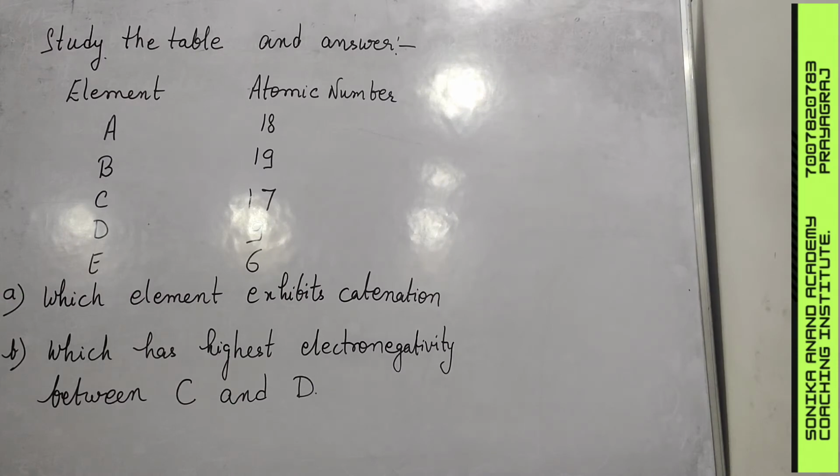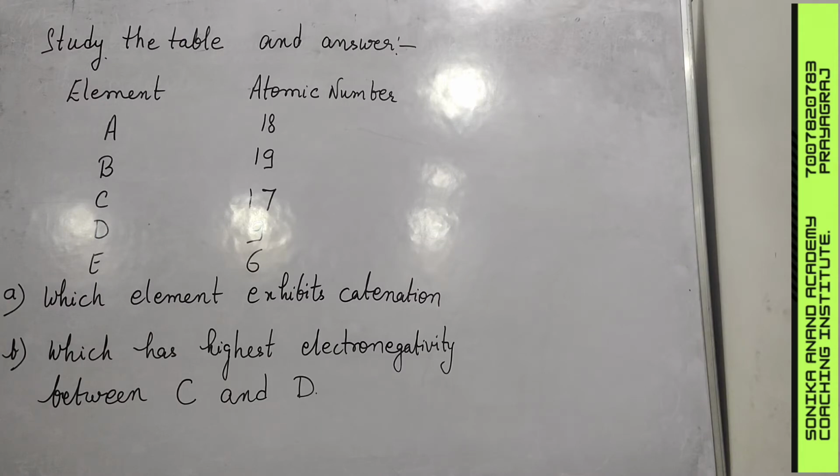Study the table and give the answer. These are the 5 elements which are given to us: A, B, C, D and E. And their atomic numbers are given in front of us: 18, 19, 17, 9 and 6. That is, the atomic number of A is 18, B is 19, etc. Which element exhibits catenation? So we have to find which element exhibits catenation.